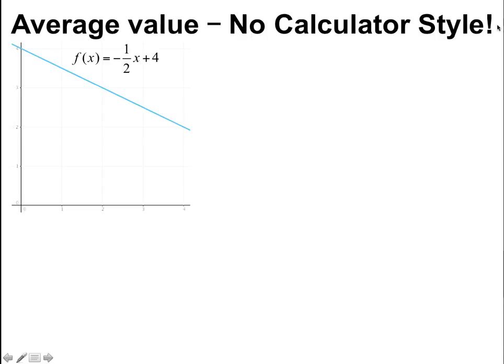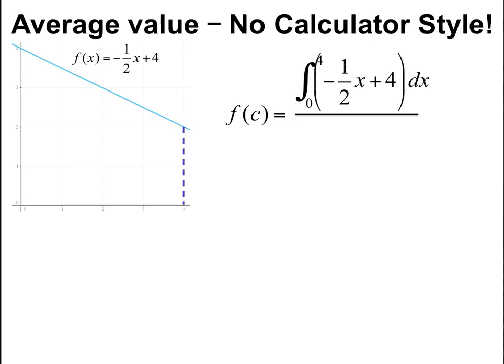Okay, so let's talk about average value, no calculator style. So I don't want to use my Math 9 key. If I can't use my Math 9 key, I better have functions that yield geometric shapes. So for instance, let's find the average value of this function between 0 and 4. So we're going to go from 0 to 4, and we're going to do the definite integral of this function here, half x plus 4. And that's going to be the value of our definite integral. And then we're going to divide it by the width, which is 4 minus 0.